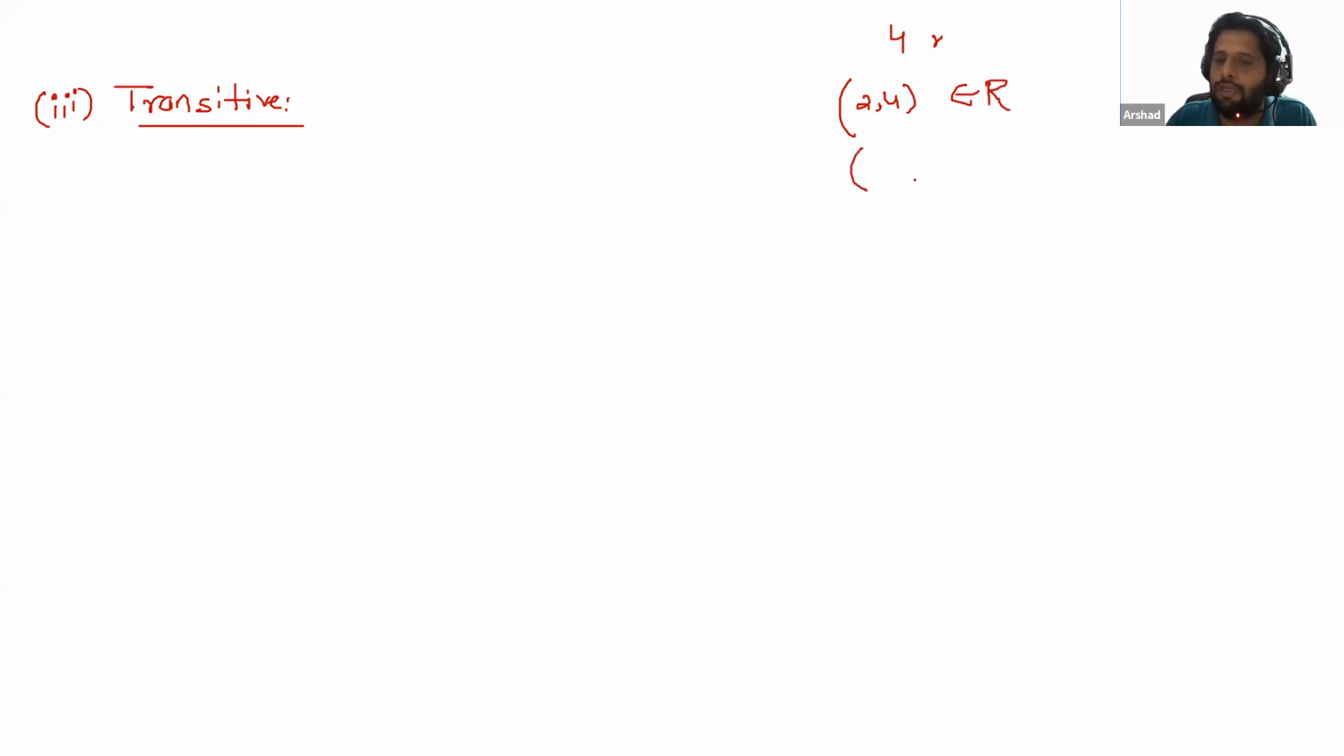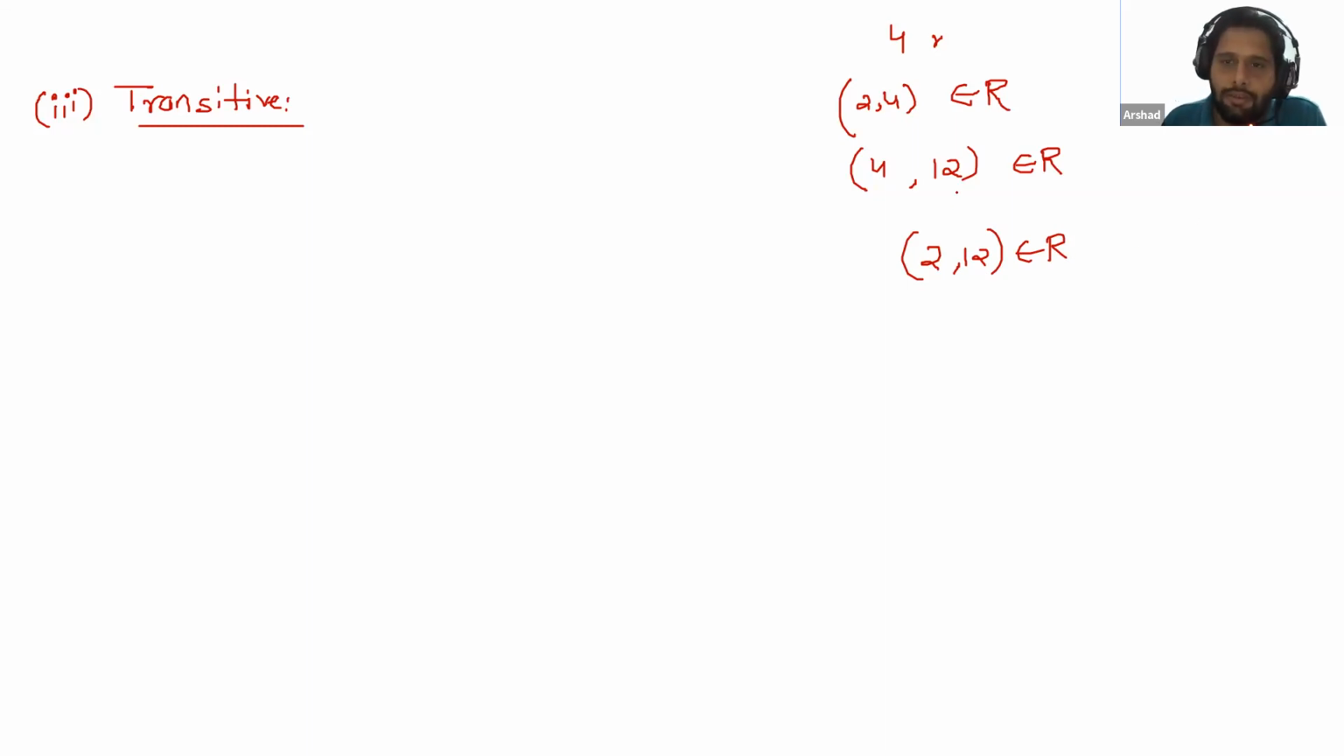Now suppose we take another value, for example, 12. Now this 12 is divisible by 4. This also belongs to R. Now these two share the common element, so we get 2 comma 12. Please tell me whether this is correct or not. Is 12 divisible by 2? Zed, yes, now you are correct. Yes, 12 is divisible by 2.